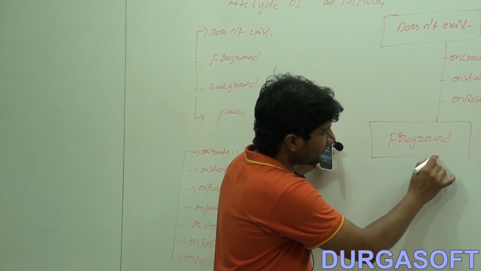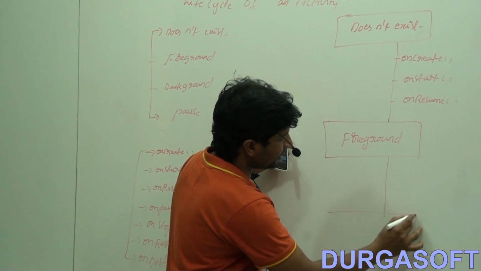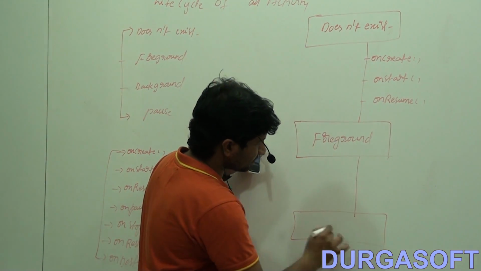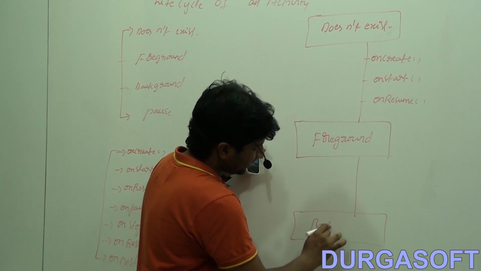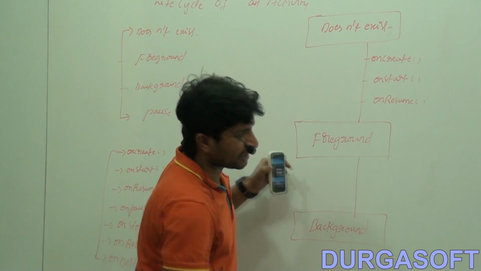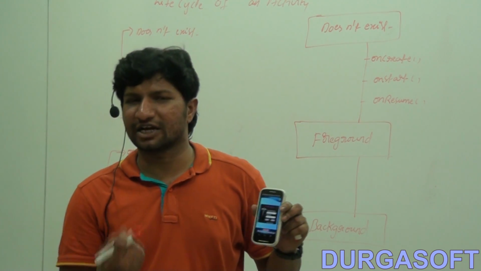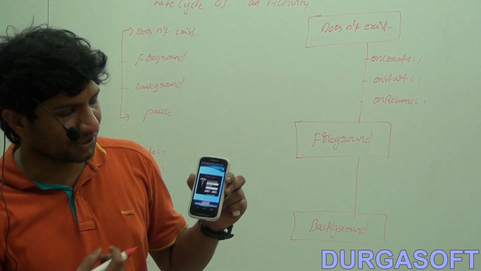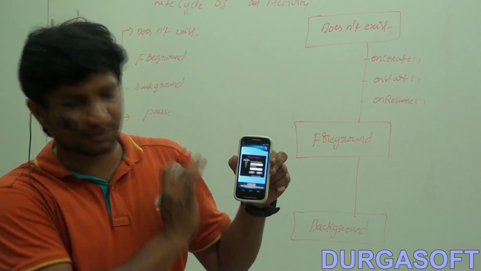Already the current visible activity is going to enter into a background state. If some other activity enters into the foreground, the current visible activity is going to enter into a background state. I'll explain it once again.